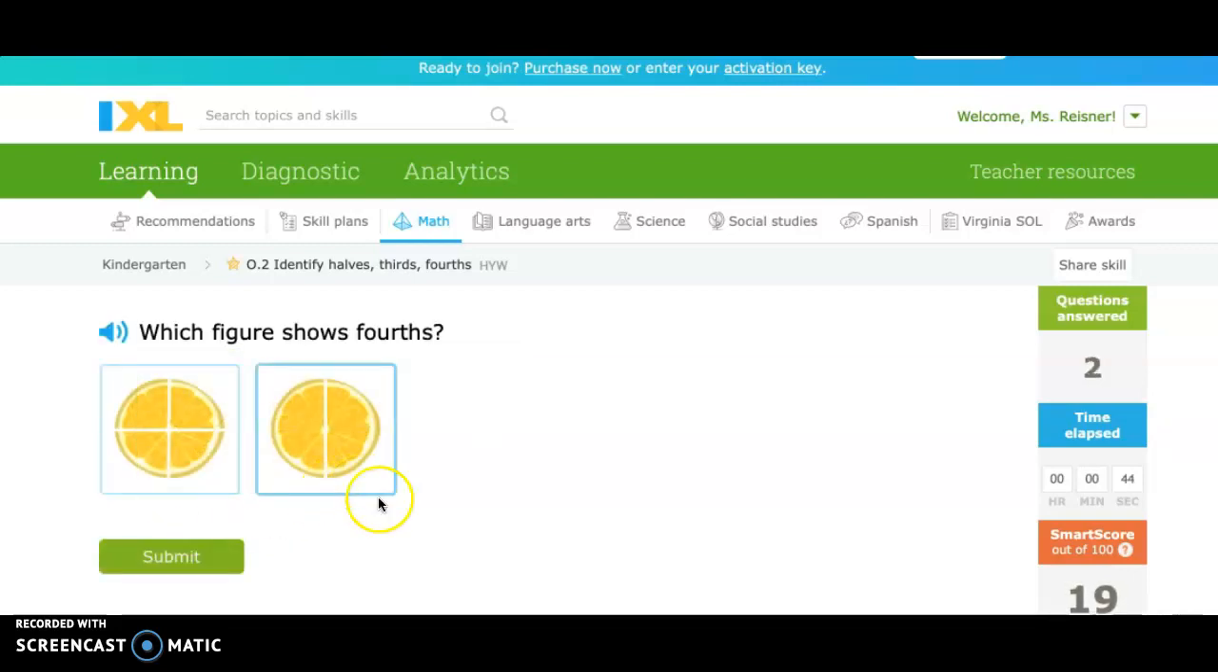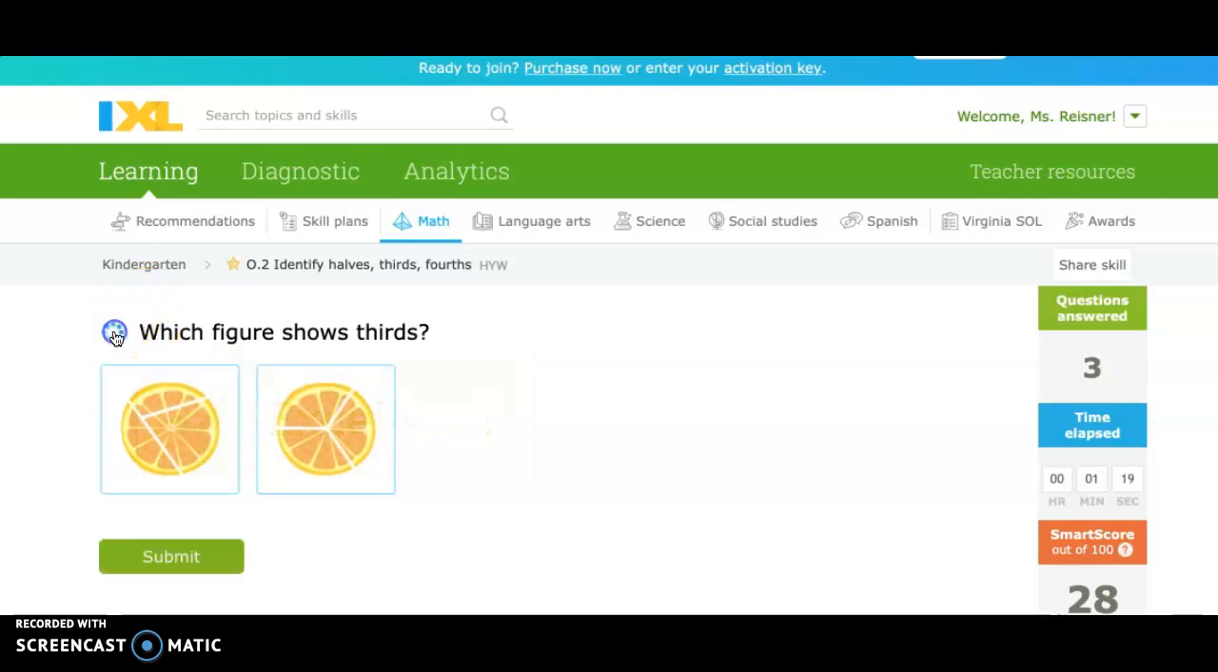All right, let's look at this one. Which figure shows fourths? Fourths. How many parts? 4, right? And they have to be equal. This has 1, 2, 3, 4 parts. This has 1, 2 parts. So which one shows fourths? This one, thumbs up or thumbs down? This one, thumbs up or thumbs down? I hope your thumb went up on this one because, yep, that one shows my fourths, my 4 equal parts.